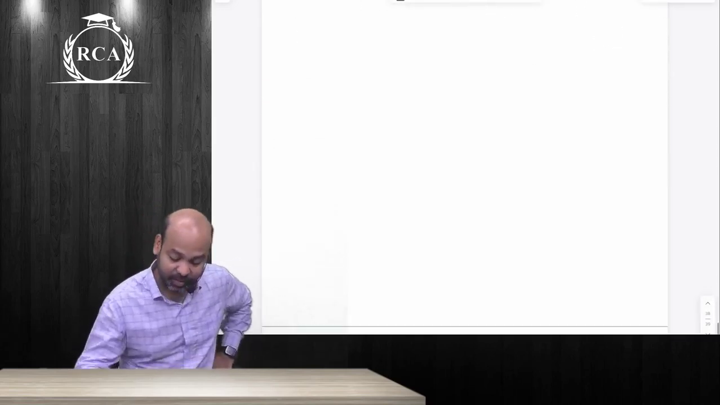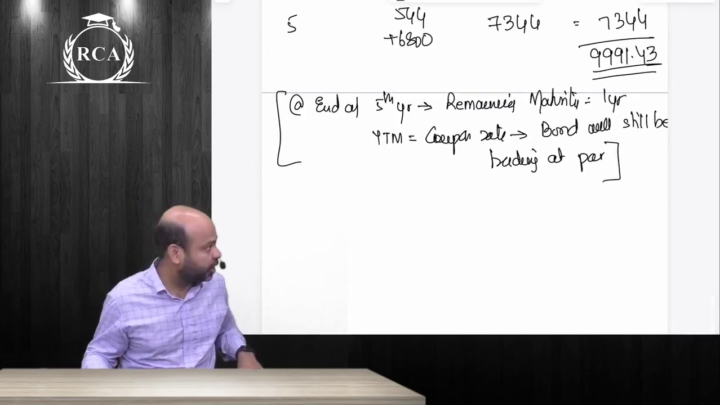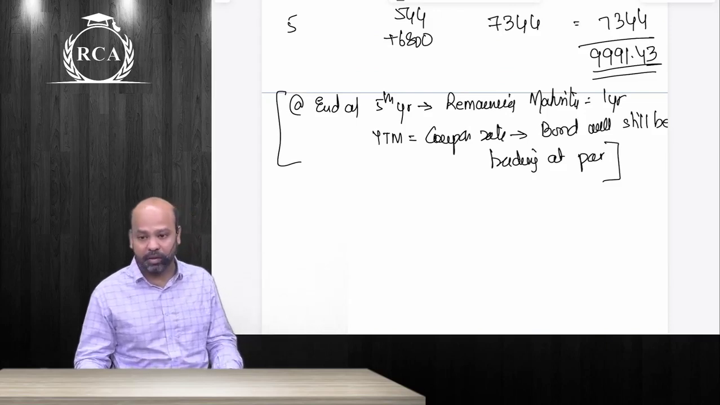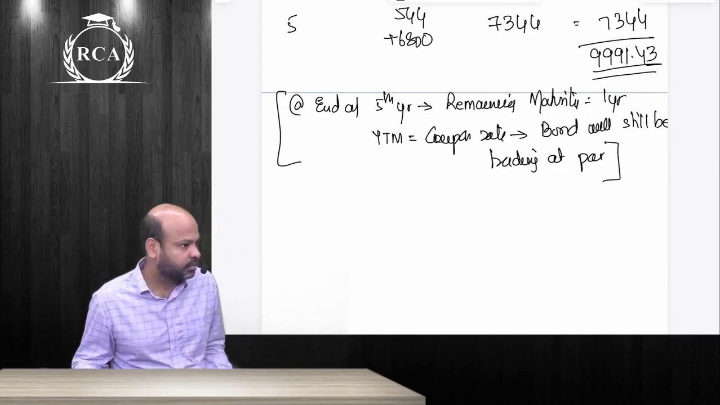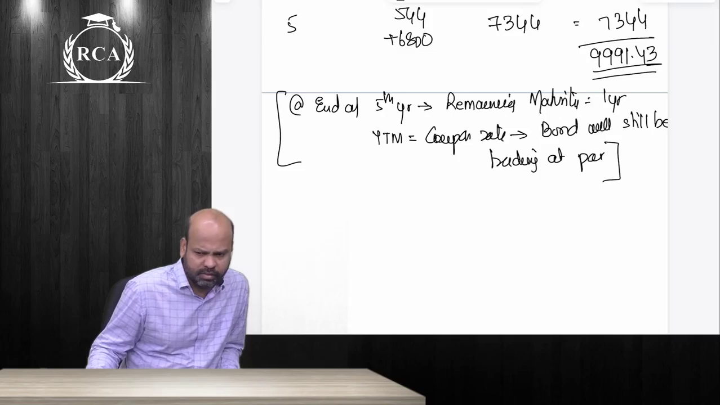Now beta, are you all done with this? End of 5th year, remaining maturity 1 year, YTM is equal to coupon rate, bond will still be trading at par value. That is the sentence. Done?